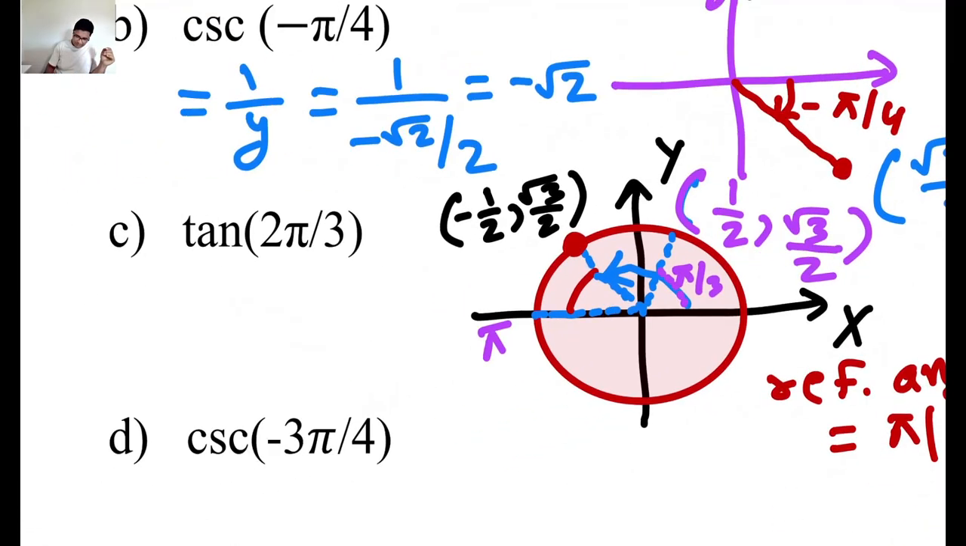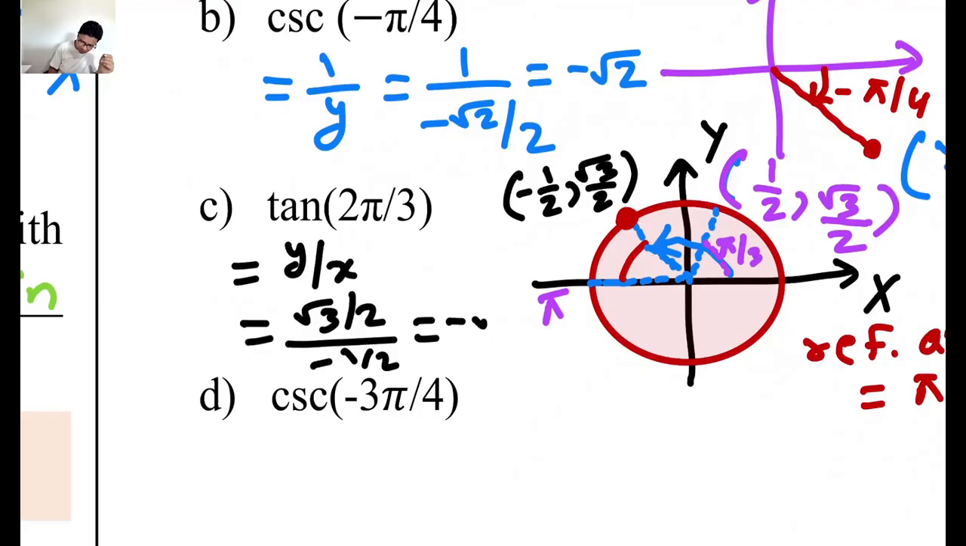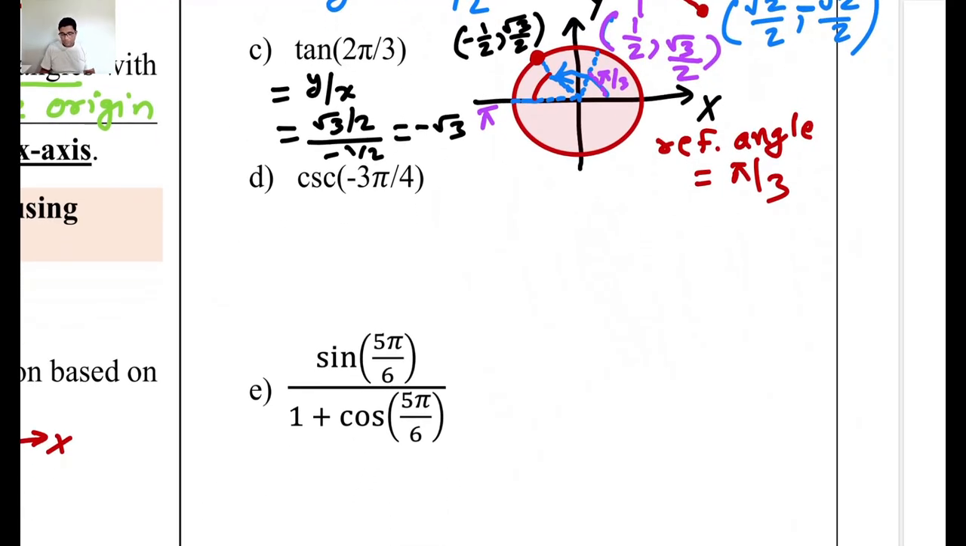And what will be tan? Tan will be y over x, which will be root 3 over 2 over negative 1 over 2. That is negative root 3. That is how we can compute trigonometric functions at all these different angles. Okay. Go ahead and draw the unit circles and evaluate for the next two problems. I'm just going to write the values there. Pause the video and do that so you can check with me. Okay.